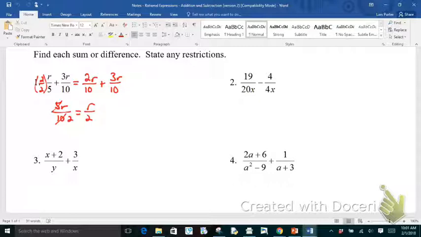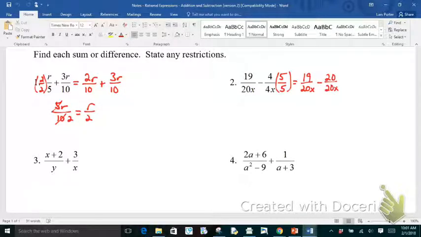All right, problem 2. So today I'm basically going to work this entire worksheet, so just hold on as I move through these quickly. We need to find a common denominator. The least common multiple will be 20x, which means we need to multiply 4x times 5. We can't simply do that to the bottom. We really have to multiply it by 1. And this is going to give us 19 over 20x minus 20 over 20x.